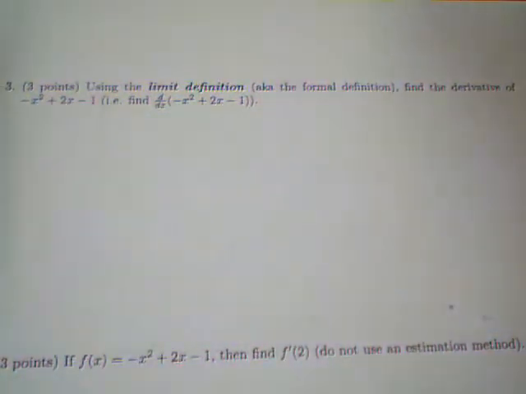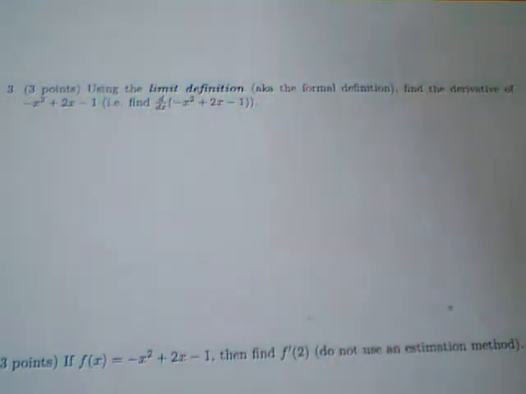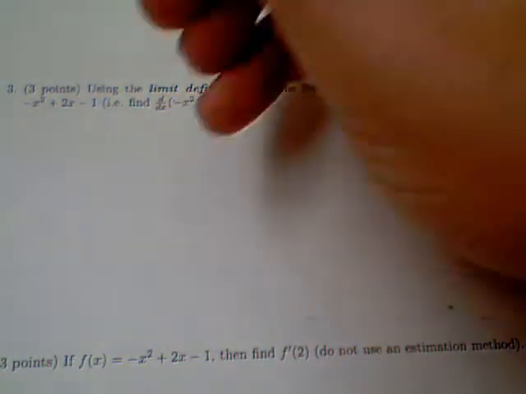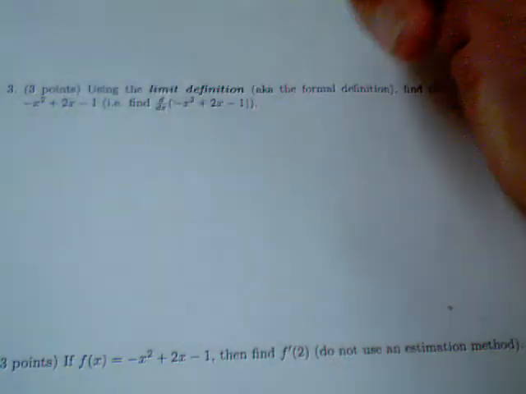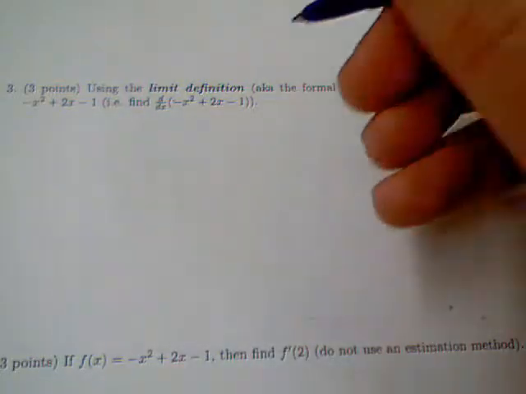Okay, this is quiz number 3, problem number 3, the blue form. So I want to use the limit definition, otherwise known as the formal definition, to find the derivative of negative x squared plus 2x minus 1. So this should start to look familiar. This is the same function I've used for the last two problems. Alright, so I want to use the limit definition.